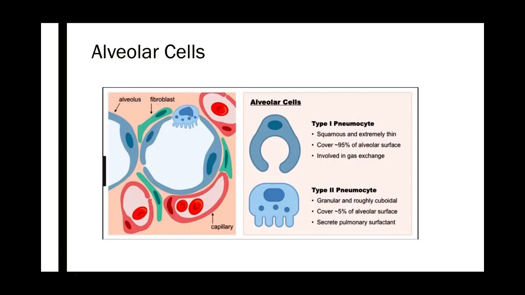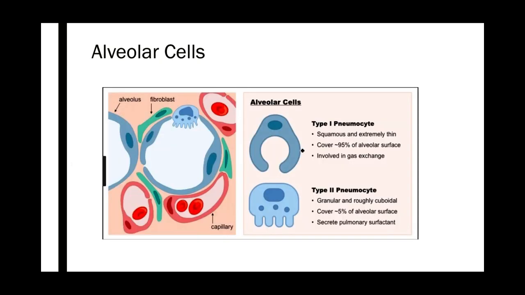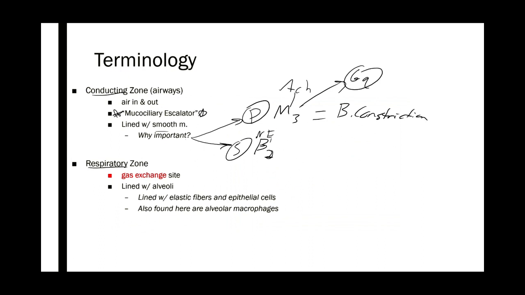Sympathetic innervation. The beta 2 receptor. And what happens, let's say, when norepinephrine binds there? You get bronchodilation. And that's why you give beta agonists for asthma, to open up the airway. Just a little review. But that's the conducting zone.